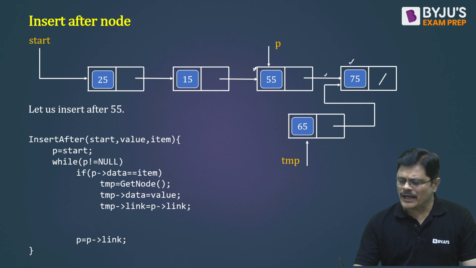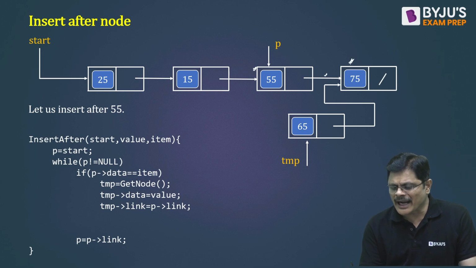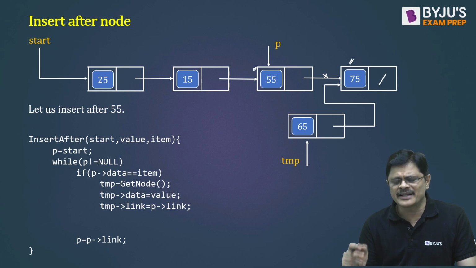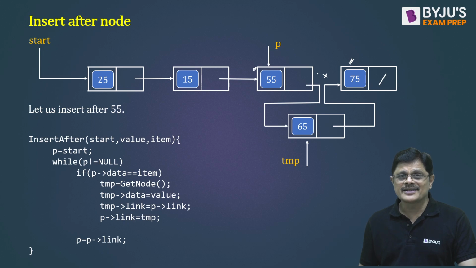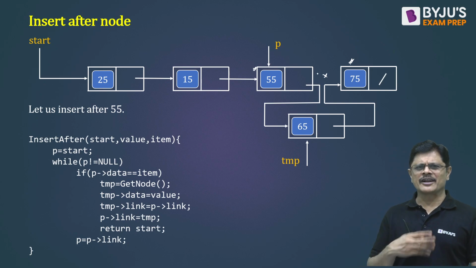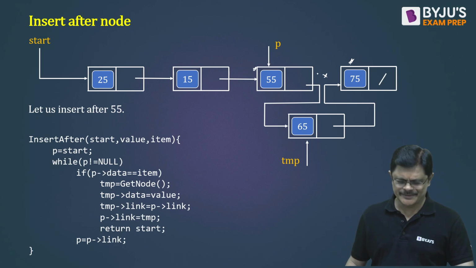Now this node's address is with you. Now you can update this particular pointer, that is, P link now points to TMP, my dear friends. P link is pointing to TMP. So with this, what happens? The new node is inserted after the node containing the data value, say 55. That is the process, my dear friends. Am I clear? That's it. Of course, after completion of your work, you have to return start.